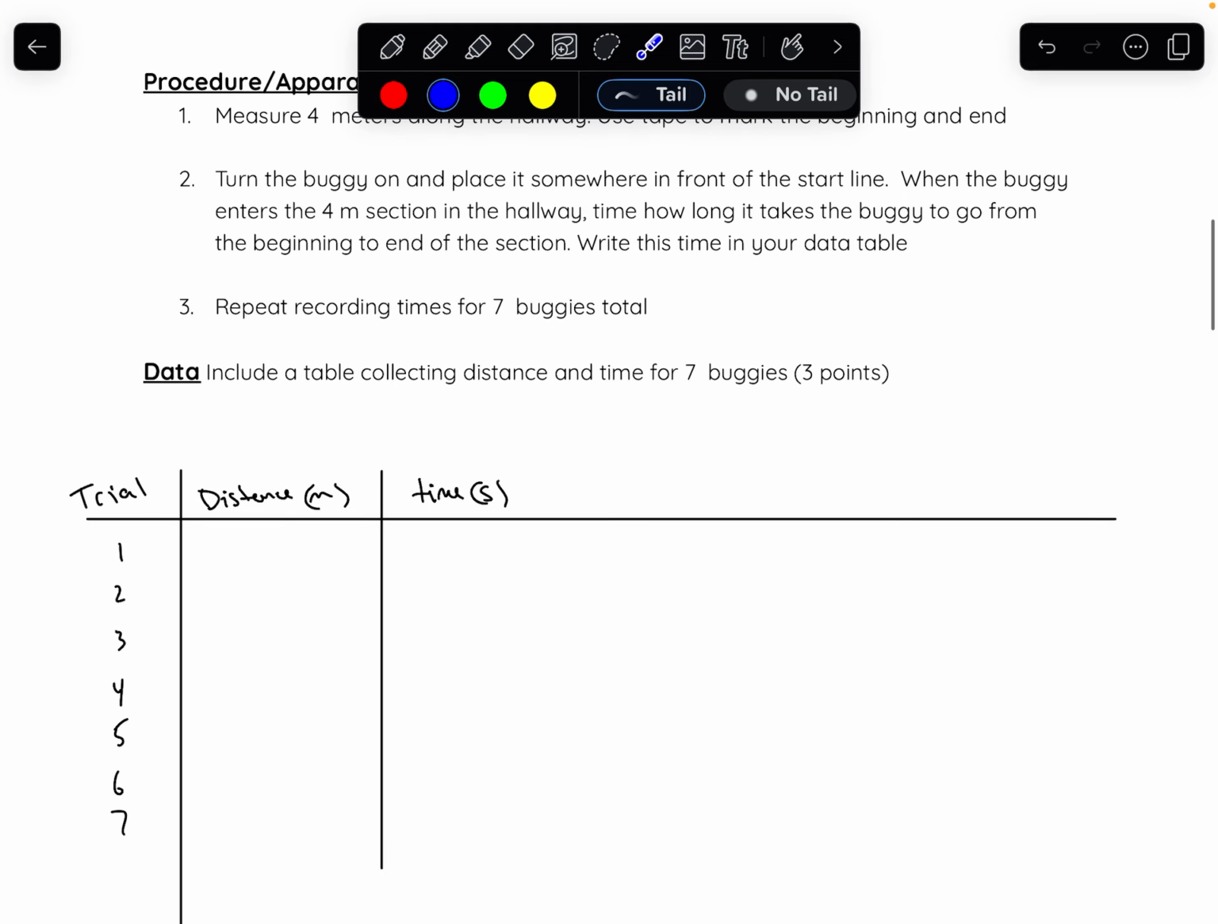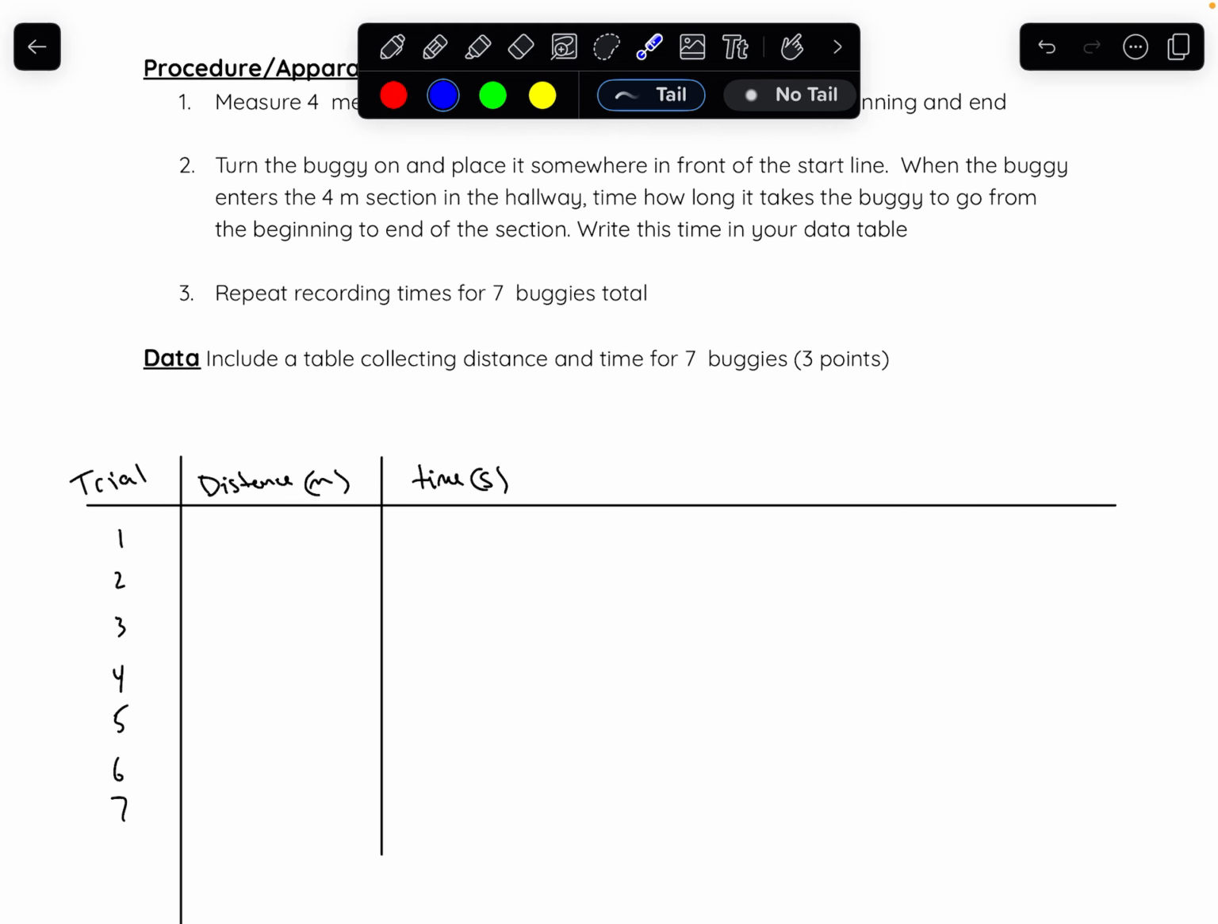The very first thing you're going to do is construct a data table. Look, I did not do this by hand. I used a nice straight edge here. These are nice straight lines. So grab a straight edge from the shoebox up front. You're going to go ahead and label your data table.